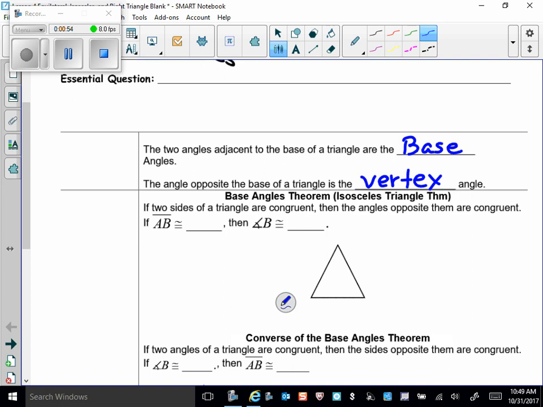So let's look at this. We'll take an isosceles triangle here. We'll say these two sides are the congruent ones. These two here would be the base angles. And this one here, those are the base angles. And this is the vertex angle.